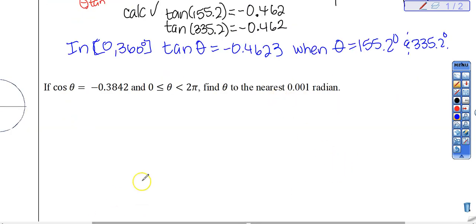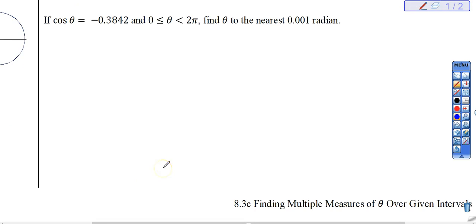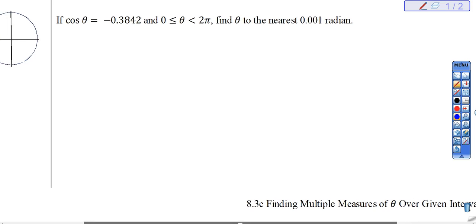Let's try another one. Here it is. If cosine of theta is negative 0.3842, think about what quadrants that happens in. And 0 is less than or equal to theta is less than 2 pi. So that's a full positive revolution, right? Find theta, or multiple thetas, to the nearest thousandth of a radian. Change your mode to radians. If you don't, you'll be getting answers incorrect.